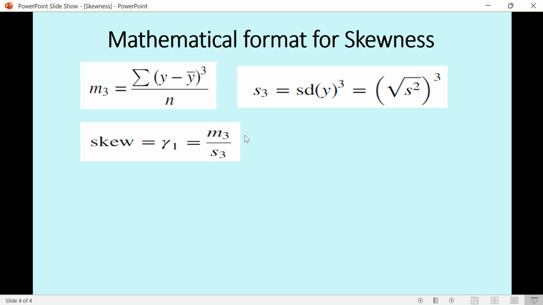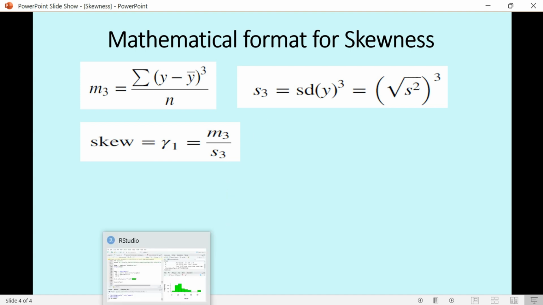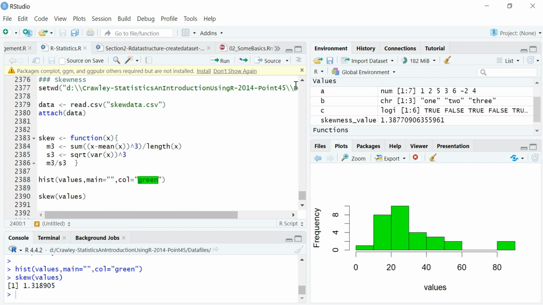If this value is larger than 0, it is a positive skew. Less than 0 is negative skew. And 0 is no skew, which is symmetrical data. So it's quite easy, right? Next we show an example for the data.